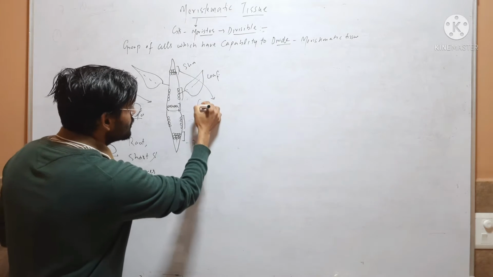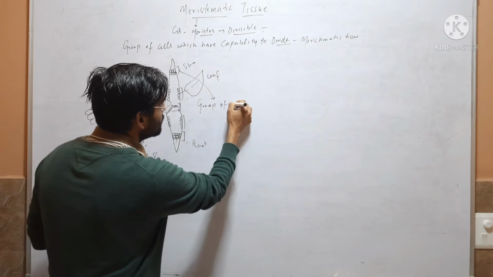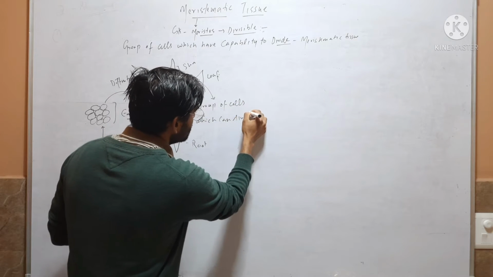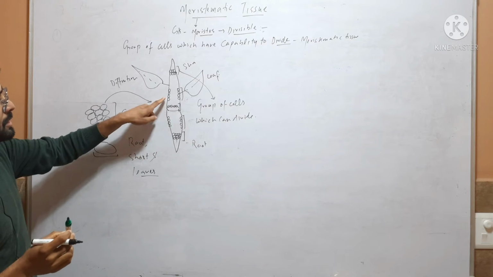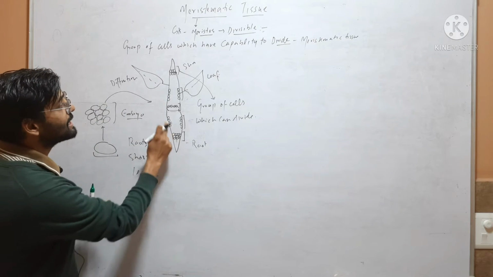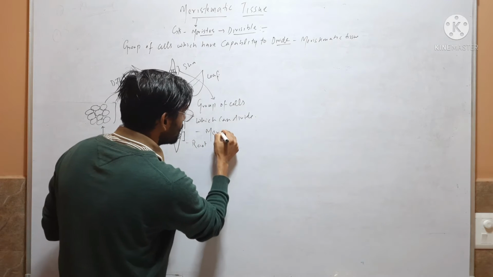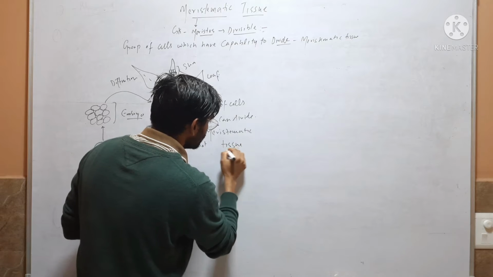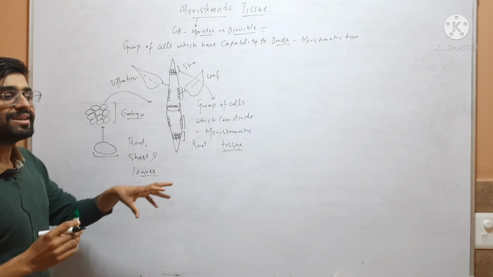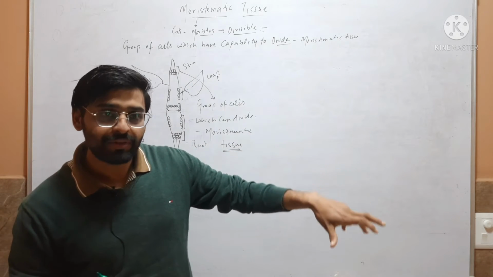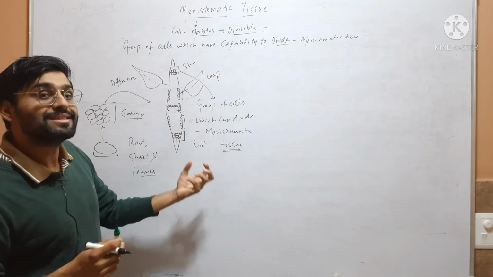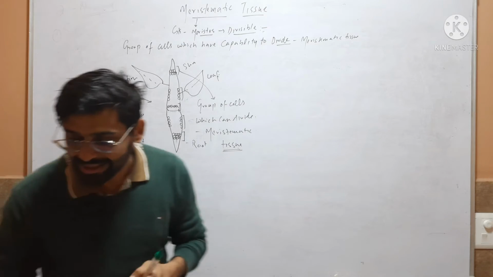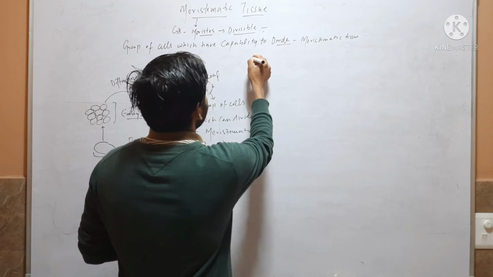where there is a group of cells which can divide. So these areas or groups of cells are called meristematic tissue. After differentiation only certain areas are left where there is a group of cells which can divide, and these areas are called meristematic tissue. What are the characteristic features of meristematic tissue?